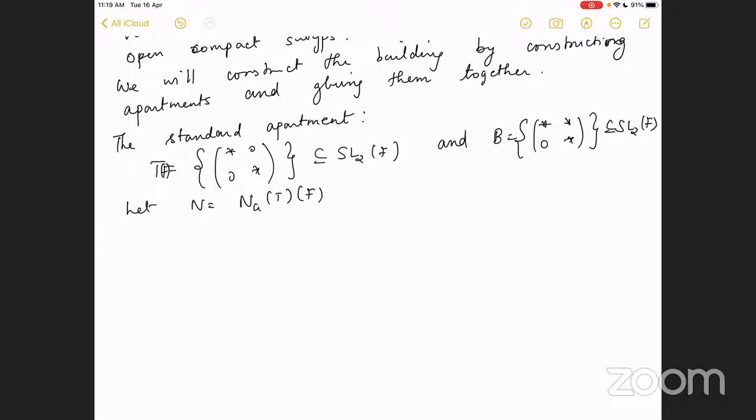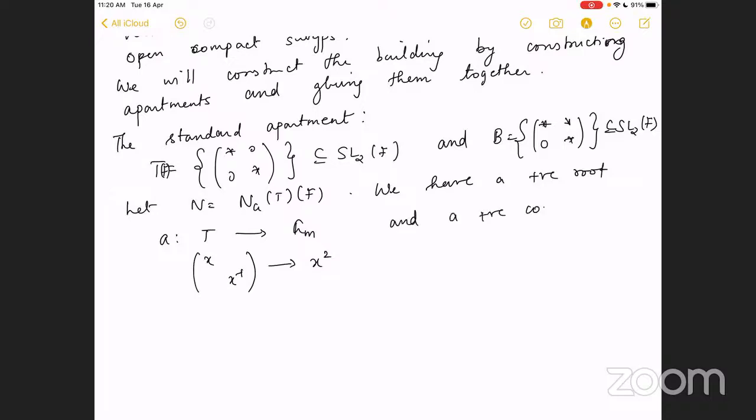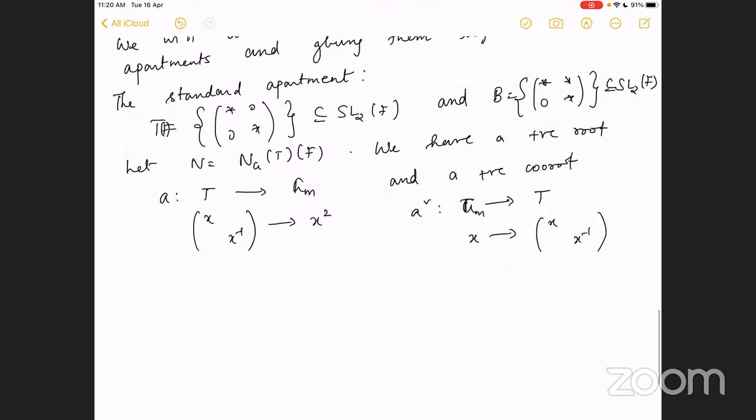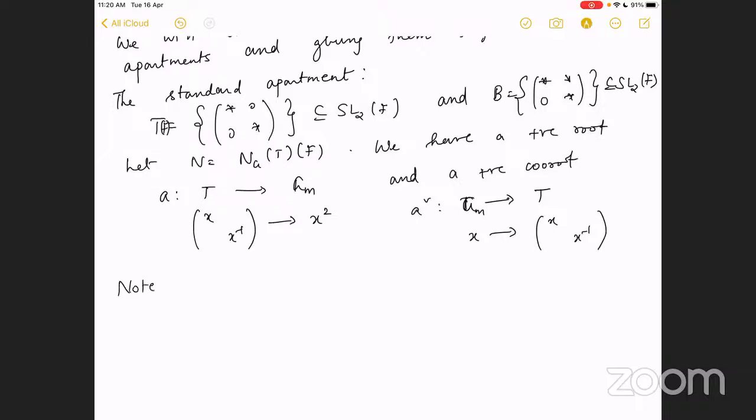Okay, and we have a positive root, which we will denote as alpha from T to G_m. G_m is the multiplicative group. So this is, an element x of the torus goes to x squared, and a positive coroot, alpha check, from G_m to T, given by x goes to (x, x inverse). Note that alpha check is an isomorphism.